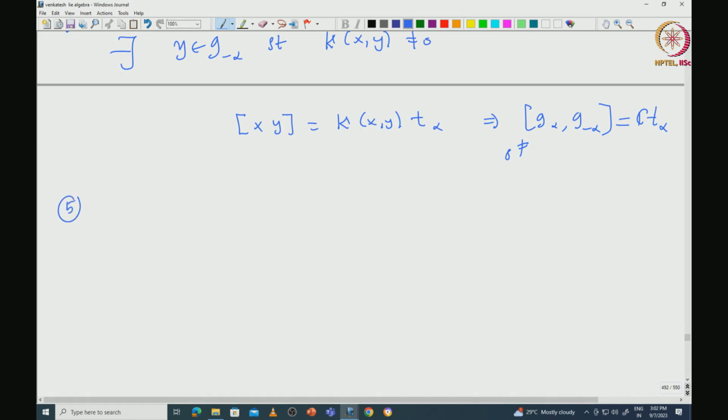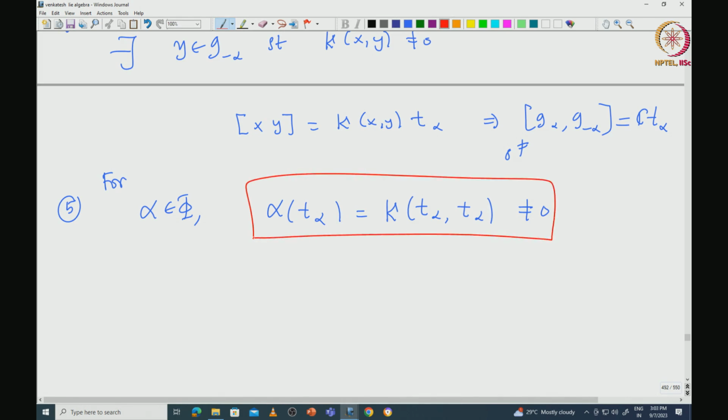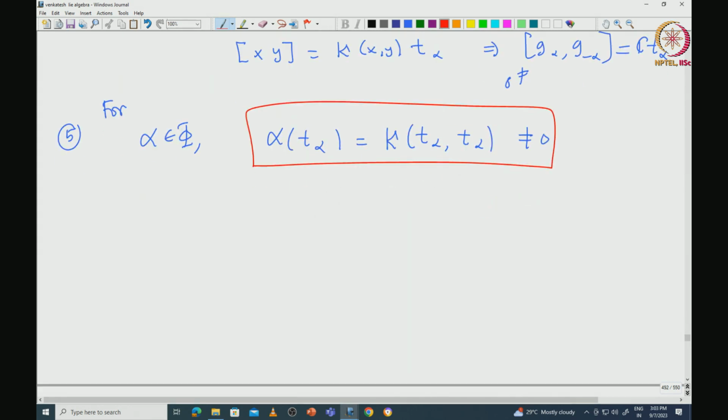Now if we think a bit more, we can compute what will happen to alpha of t alpha. For alpha inside phi, we claim that alpha of t alpha, which is by definition kappa of t alpha comma t alpha, must be non-zero. All these things are later used to prove that there exists a nice SL2 subalgebra for each alpha in phi. That is where we are heading. So let us first prove this: for alpha in phi, alpha of t alpha must be non-zero.